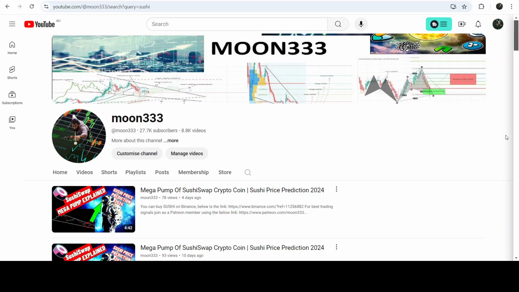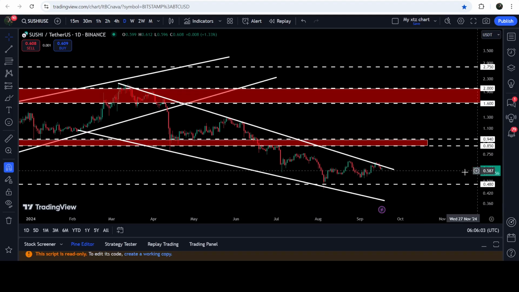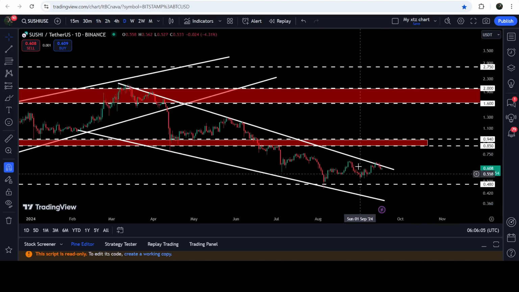As in my earlier videos, I have been showing you that SushiSwap is moving inside another falling wedge pattern, and this was my last video that I shared almost 4 days ago with you. And now if you take a look at the live daily time frame chart, then you can see that for the past few days it is moving at the resistance of this falling wedge pattern.